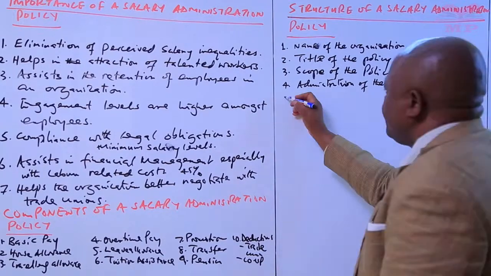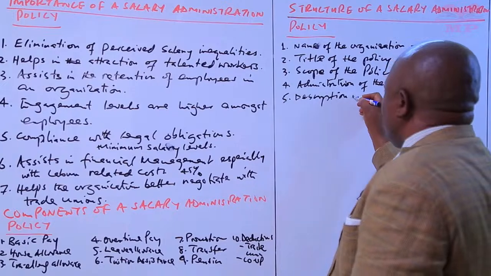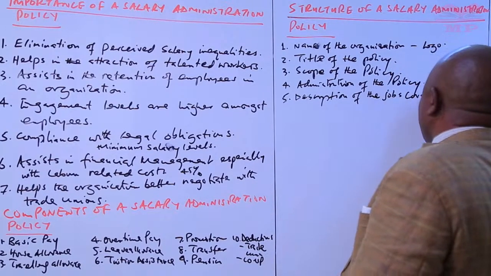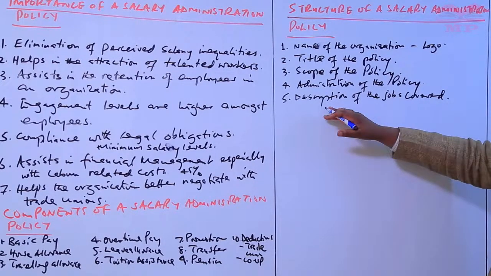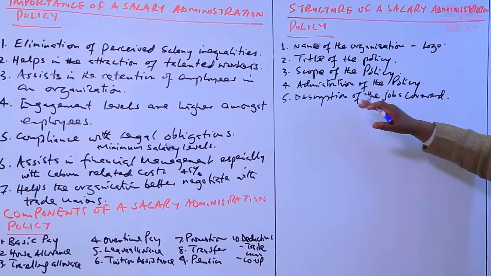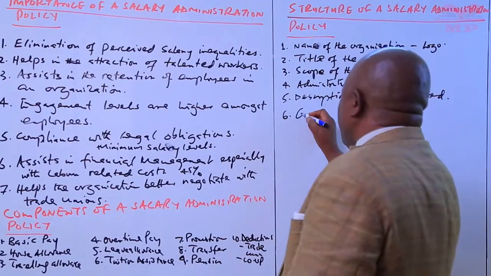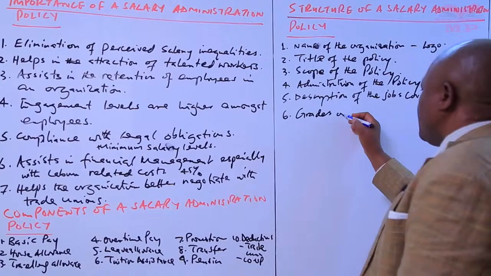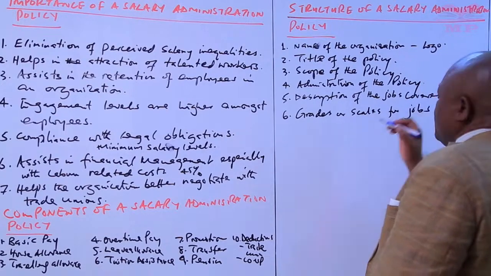And then 5, description of the jobs that are covered. So in this description, it may indicate that the jobs which are covered here could be human resource jobs, marketing jobs, and so on. So the description could be included. And then number 6, grades or scales for jobs. That should also be indicated.